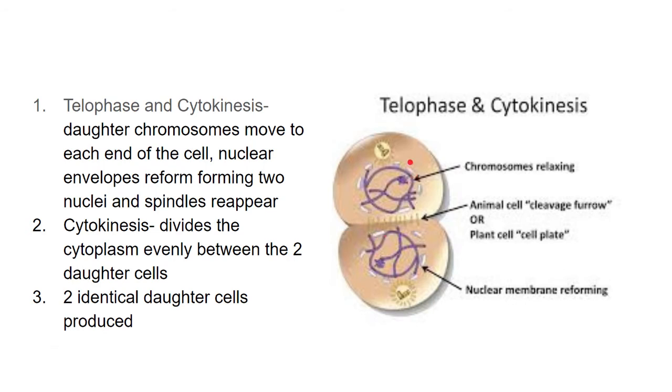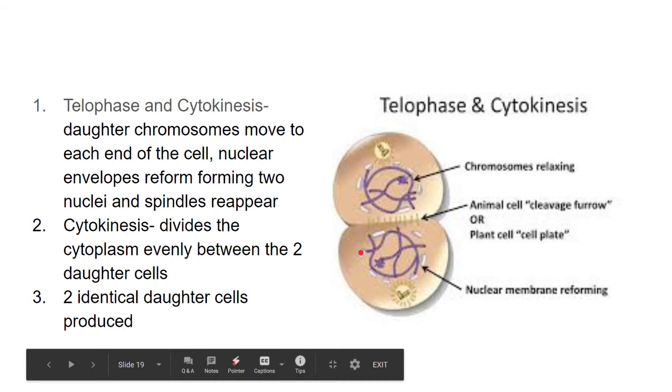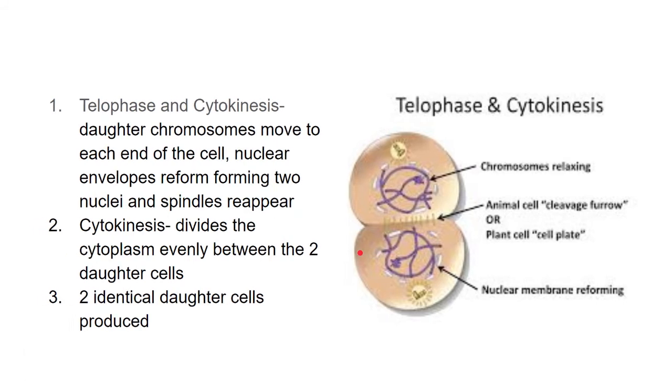Also, in this phase, we are starting to reform two nuclei. And these chromosomes, you see how it says the chromosomes are relaxing. So now each of these new cells is going to go into interphase. So the chromosomes are going to break down and they're going to become chromatin again. And the nucleus is going to form, and basically the whole cycle starts all over.